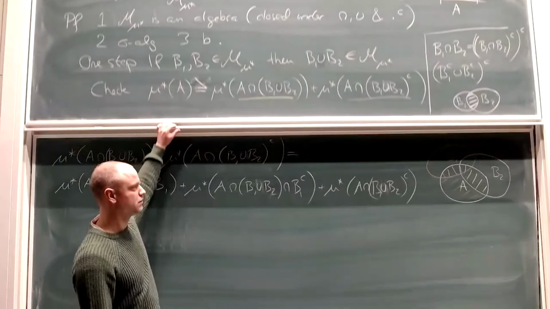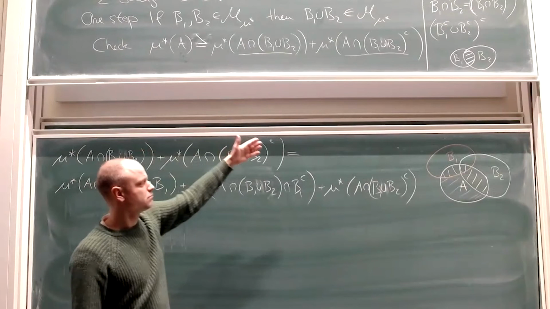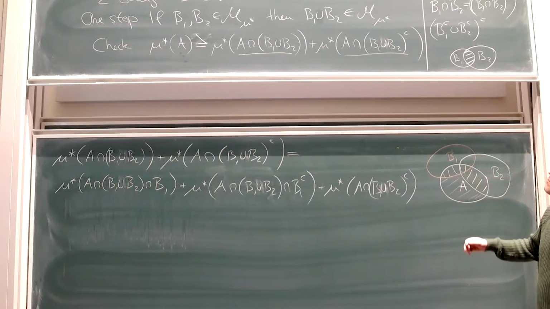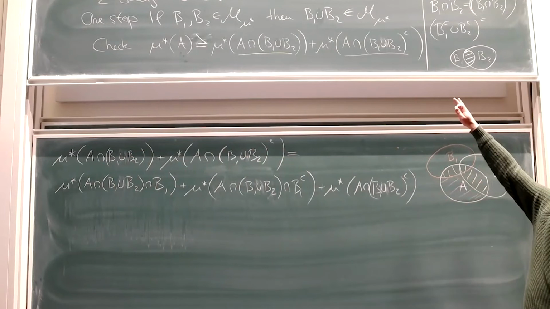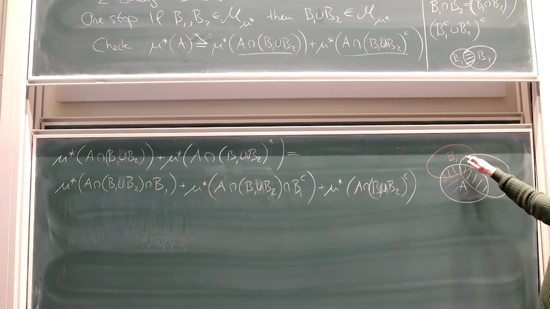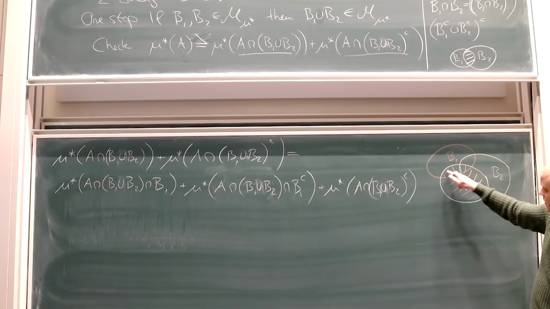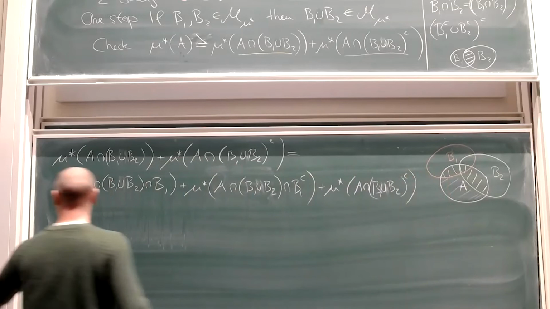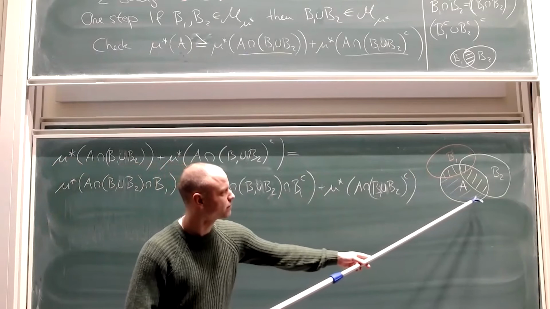Funny thing is, when I did this wrong previously, I painted right and I wrote wrong. I guess that's how it often happens. So this is a picture of what's going on up here. We have the set A, and then you have B1 in red, B2 in green. The union of B1 and B2 intersected with A is what I have in yellow here. And what's outside of that in A is the purple piece, and it represents this term here, right?